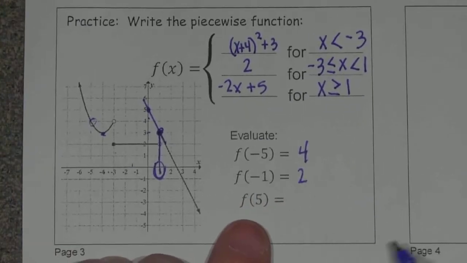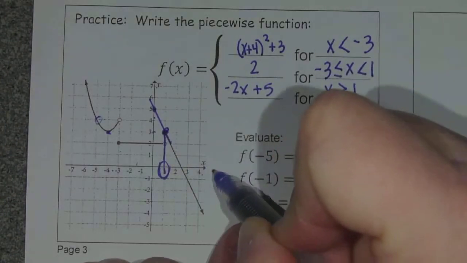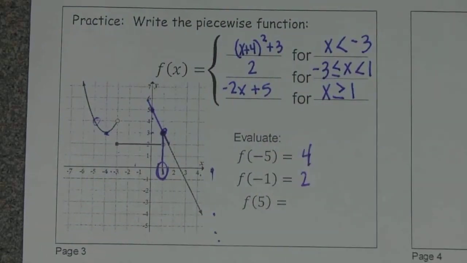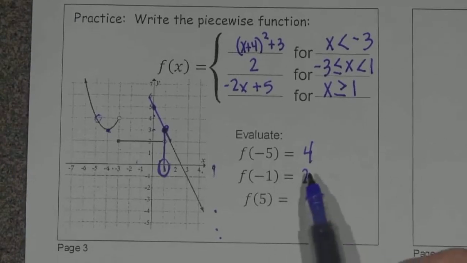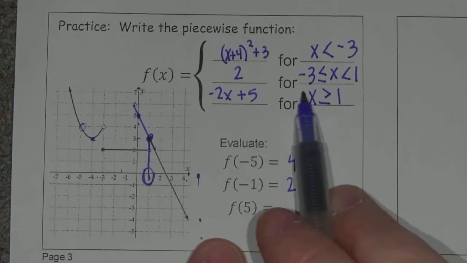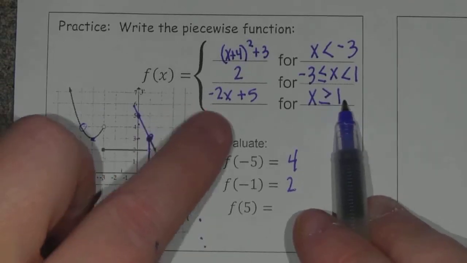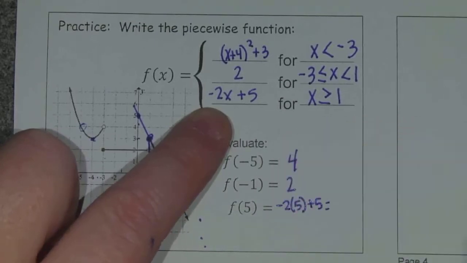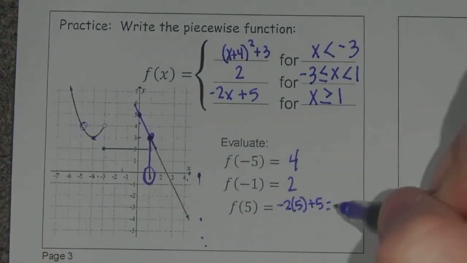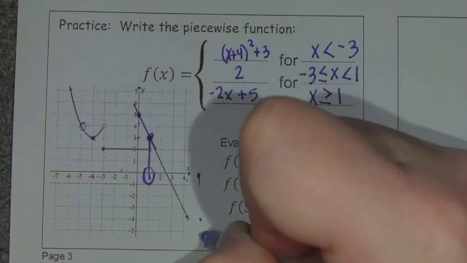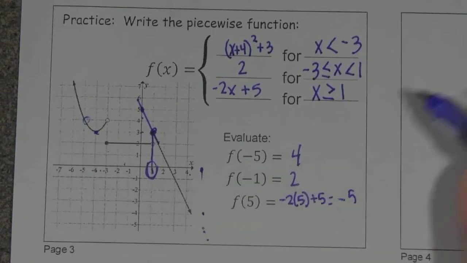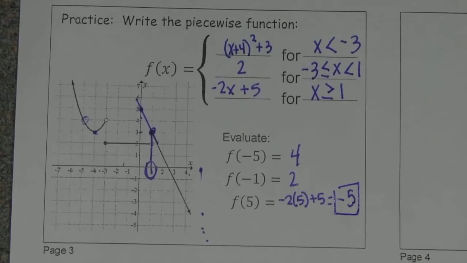And then this last part right here, f of 5. So 5's over here. Can you see where it would be better to substitute it in this time instead of trying to figure it out on the graph? It's going into this equation right here because 5 is greater than or equal to 1. So I'm going to go -2 times 5 plus 5. It's -5. So does it make sense that we're down here somewhere when we're over at 5? So my answer on this one would be -5.